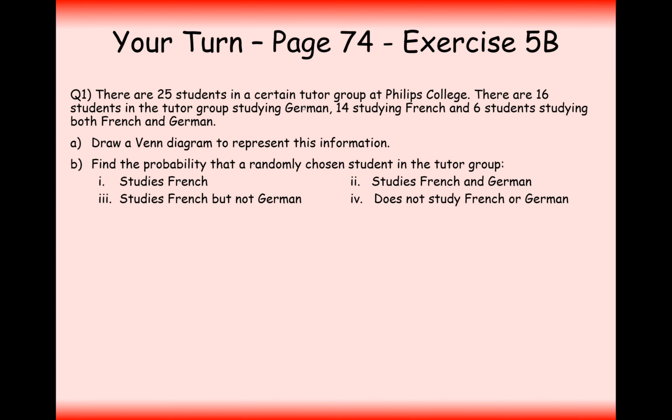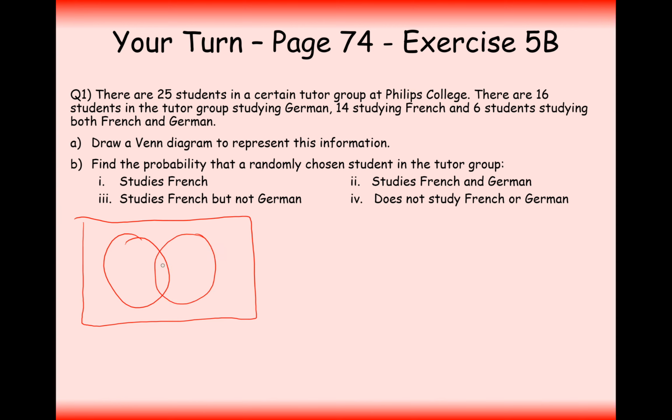Alright then, so there are 25 students in a certain tutor group at Phillips College. 16 students in the tutor group study German, 14 study French, 6 students study both French and German. The question here is to draw out a Venn diagram to represent this information. So the first thing we do is fill in the overlap, which is 6. Now let's put French and German here. It's a really good idea to label your Venn diagrams.